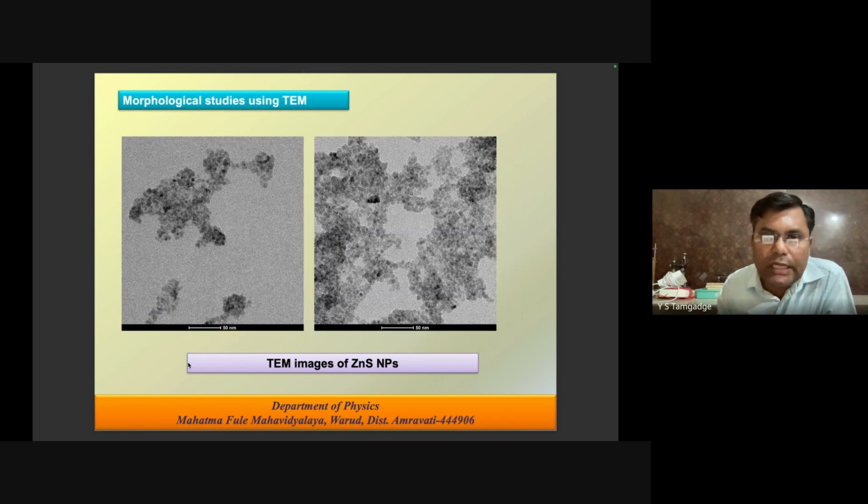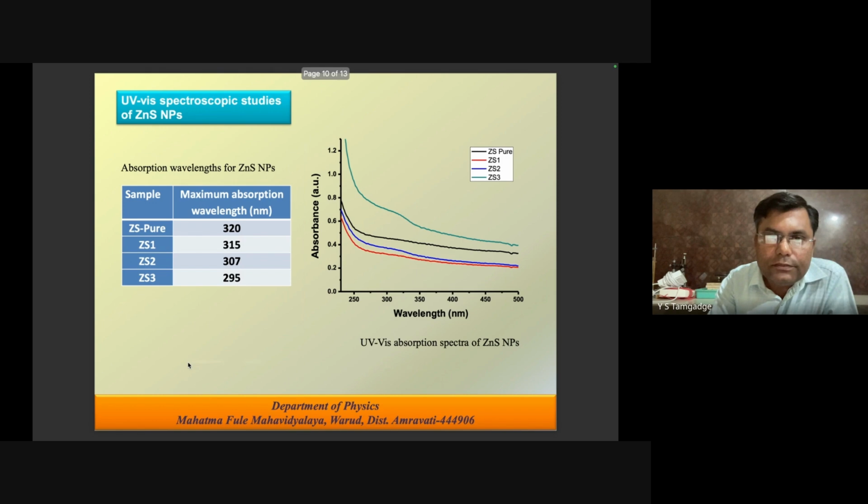These are the images of HR-TEM. So from this also, we can see that near spherical particles have been synthesized.